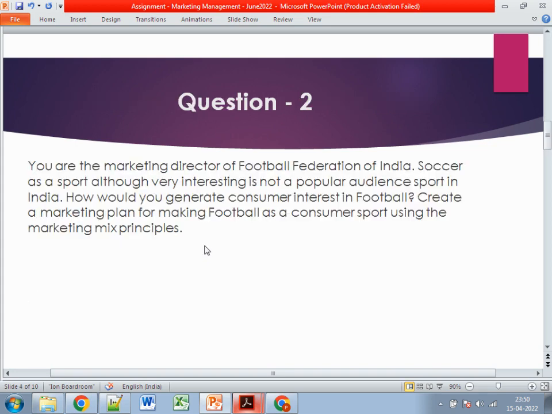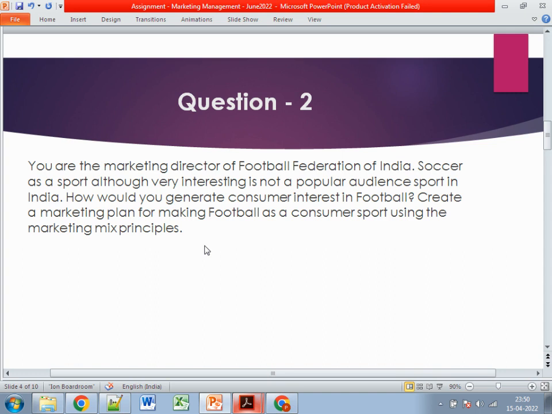This question is clear. Moving to the second question: you are a marketing director of the Football Federation of India. Soccer as a sport, although very interesting, is not a popular audience sport in India. How would you generate customer interest in football? Create a marketing plan for making football a consumer sport using marketing mix principles.